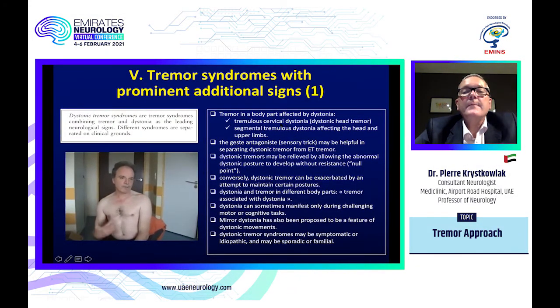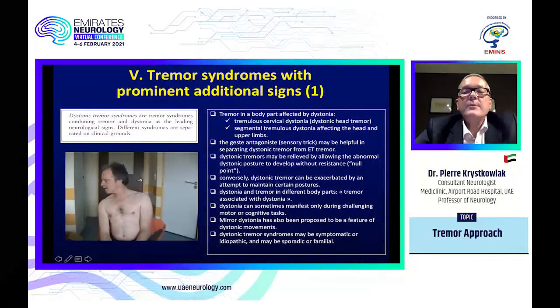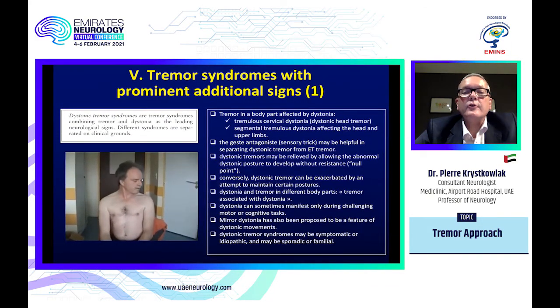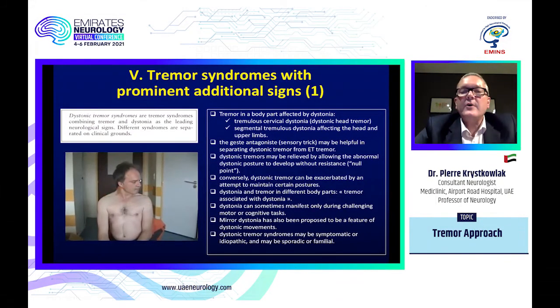You can have a tremulous cervical dystonia, for example a dystonic head tremor, or you can have a segmental tremulous dystonia affecting the head and upper limb. What is really helpful are sensory tricks, the geste antagoniste, which can be helpful in separating dystonic tremor from essential tremor. Dystonic tremor may also be relieved by allowing the abnormal dystonic posture to develop without resistance. This is called the null point. And conversely, dystonic tremor can be exacerbated if you attempt to maintain a certain posture on the opposite side of the abnormal posture, for example.